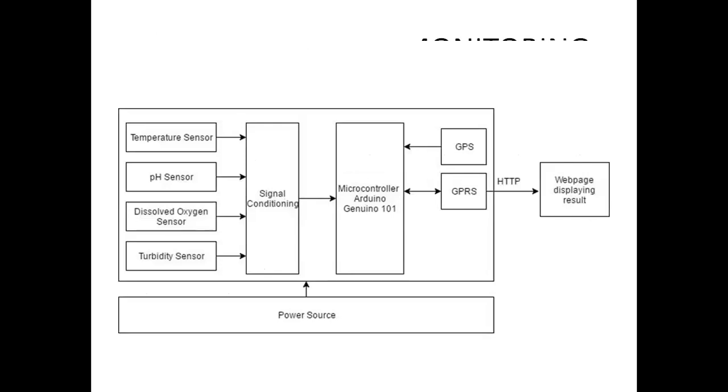This is the block diagram for water monitoring. We have a temperature sensor, pH sensor, dissolved oxygen sensor, and turbidity sensor, whose signals go through signal conditioning and are finally given to the Arduino microcontroller. Then we have a GPS, and finally a web page display unit. We also have a power supply.